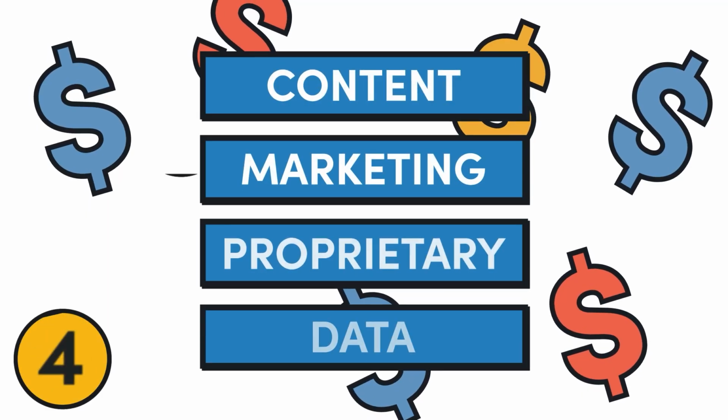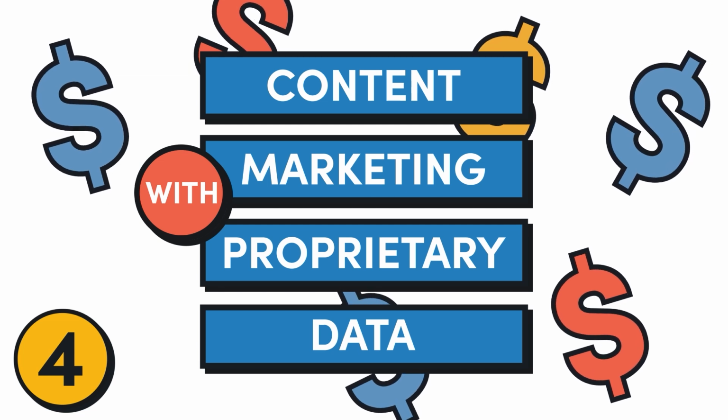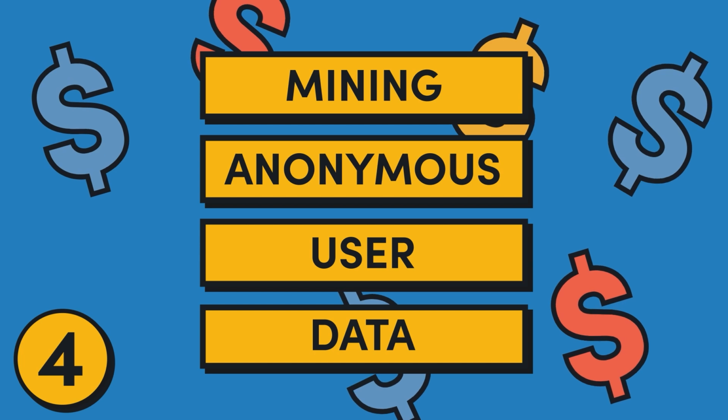Strategy number 4, content marketing with proprietary data. And so this is publishing findings by mining data in your app. It's mining user data anonymously. And the first time I saw this done really, really well was MailChimp. And they would put these blog posts and these reports out mining 1 billion emails that had been sent in the past 3 weeks or 5 billion emails sent in the past month.